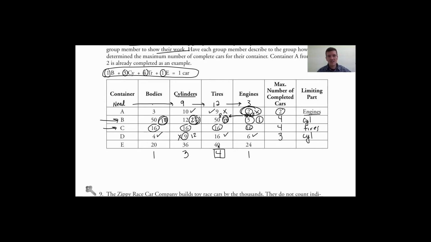In this case, I'm just going to share with you, let's see, 20, 24, 36. Sometimes with these numbers, they're kind of close together. It might be the cylinders or the tires this time. 36 cylinders, if I divide that by 3, that's 12 cars. Here I divide this by 4, that's going to give me 10. So 10 cars, it is the tires that are going to stop production there. Okay?